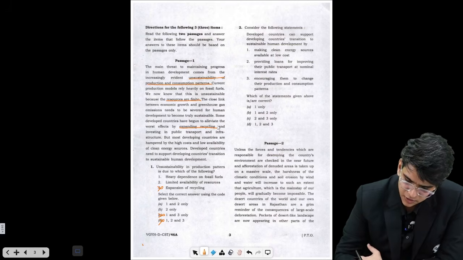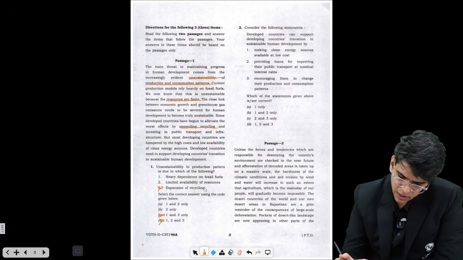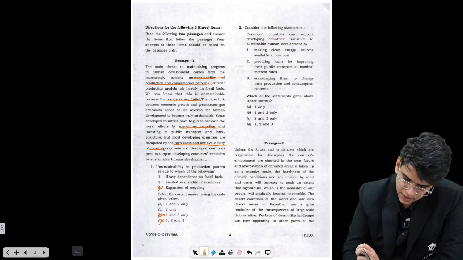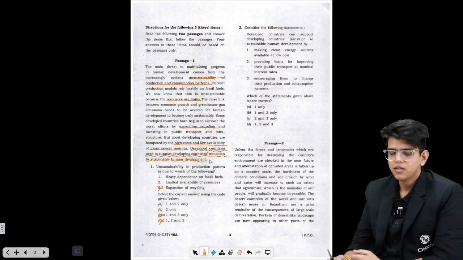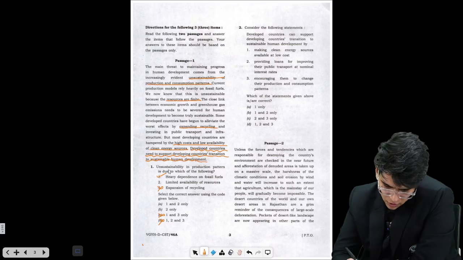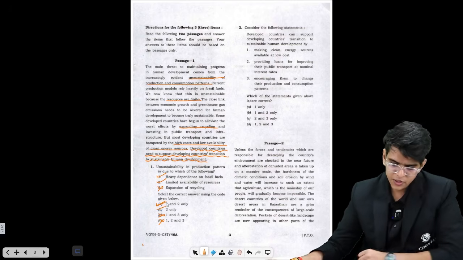So it is one of the positive things. Here it is given incorrectly. And investing in public transport and infrastructure, but most developing countries are hampered by the high cost and low availability of clean energy resources. Developed countries need to support developing countries' transition to sustainable human development, right? Now let's look at the statements. Heavy dependence on fossil fuels is leading to one of the causes, limited availability of resources. Both are given to you in the passage. Resources are finite and heavy dependence on fossil fuel is also given. So basically the answer will be option A. Okay, option A. Done.